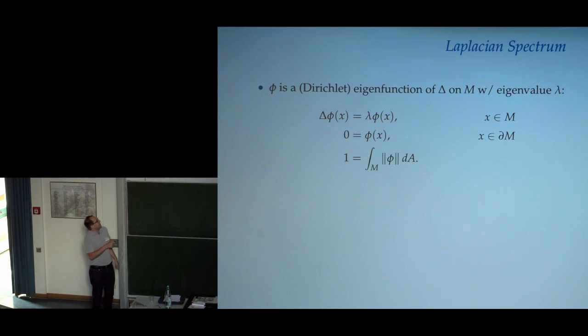The only extra detail here is you have to set some boundary conditions. I'm just going to assume that the function is 0 everywhere on the boundary. And I'm just going to normalize this function. You can always normalize your eigenvectors. It doesn't change anything.